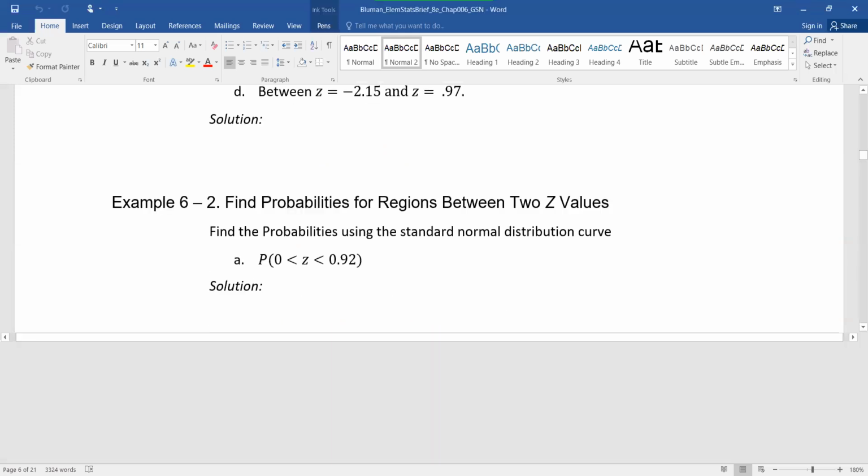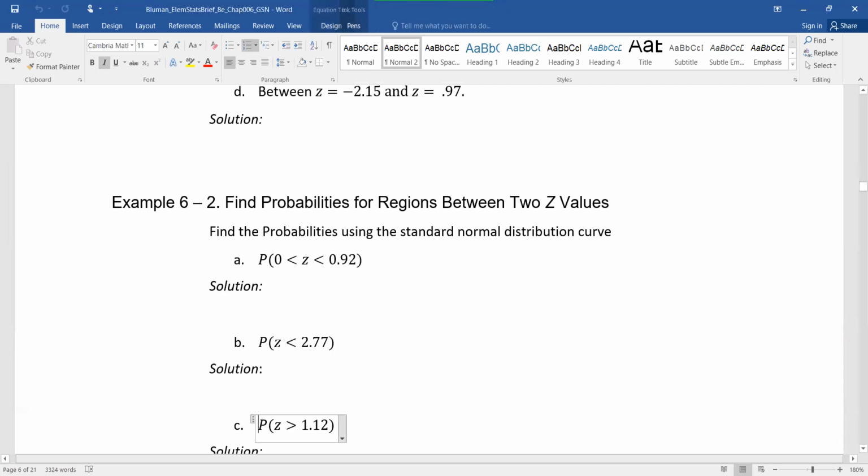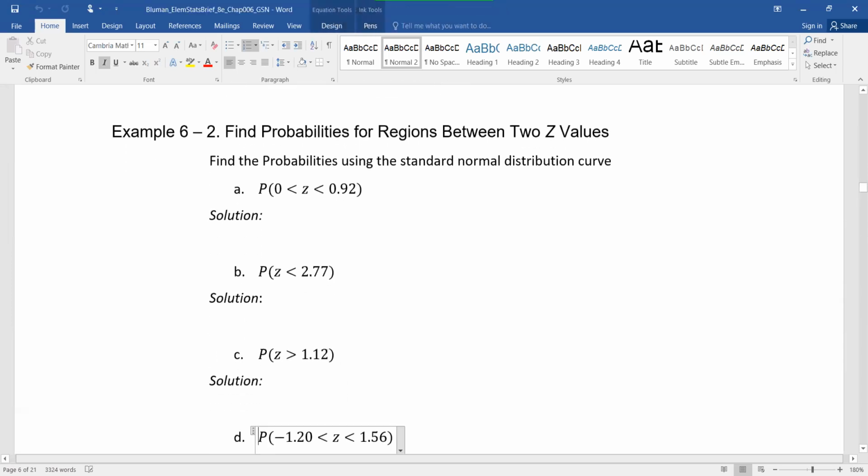All right, so let's look at example 2 here, where now we're going to look for the probabilities for regions between values. We want to find the probability using the standard normal distribution curve of getting something between 0, which is the mean, and 0.92, which is a little less than one standard deviation. You just have to find the area between these two numbers. So what is the area of 0.92?